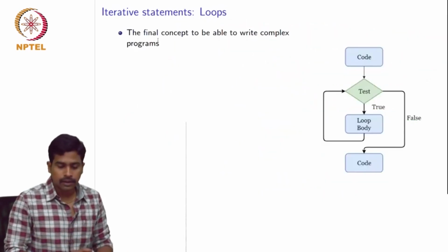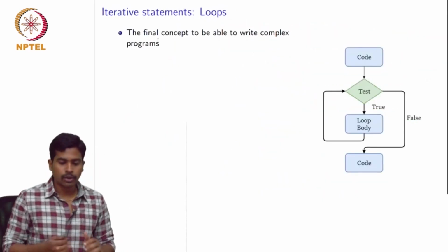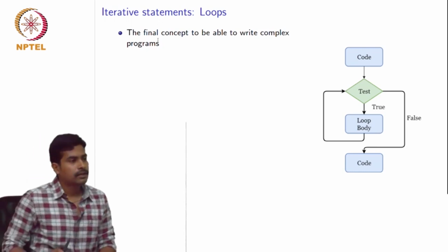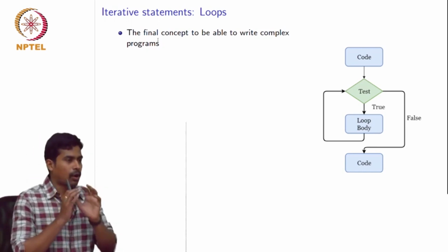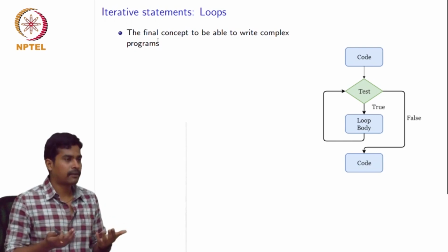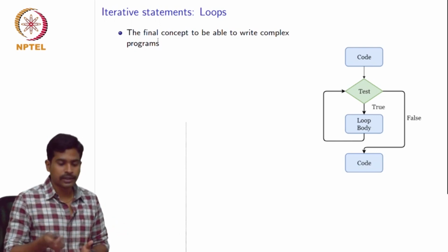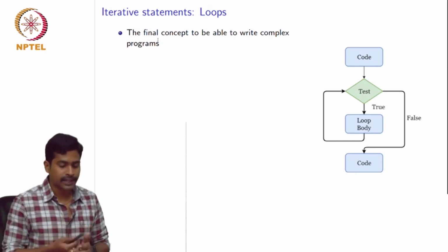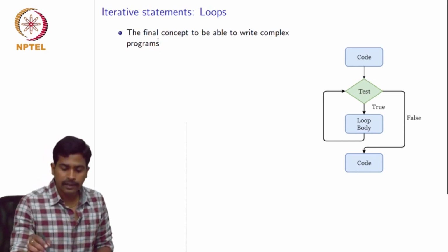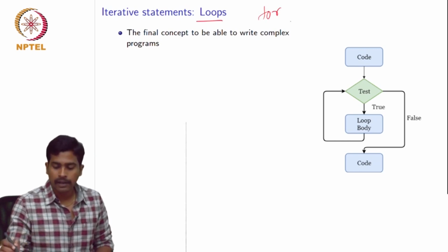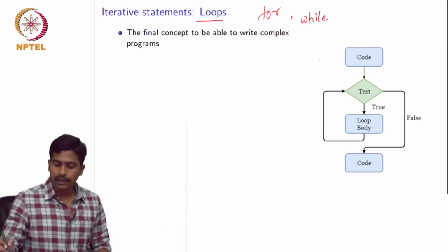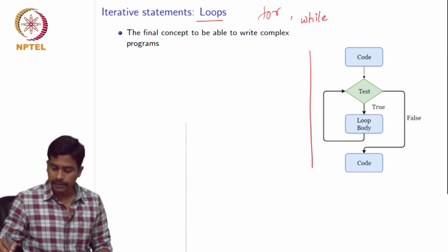Okay. So now let's go to iterative statements. As I said before, if you have a block of code that you want to run multiple number of times, instead of copying the same code so many times, you can use these iterative or looping statements. In Python we have two different types of loop statements. One is the for loop, and the other one is the while loop.